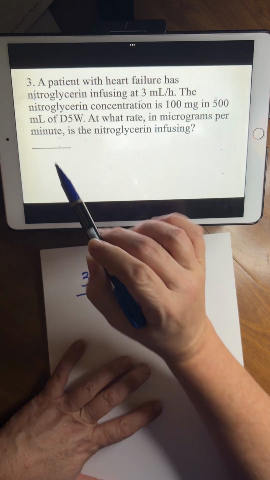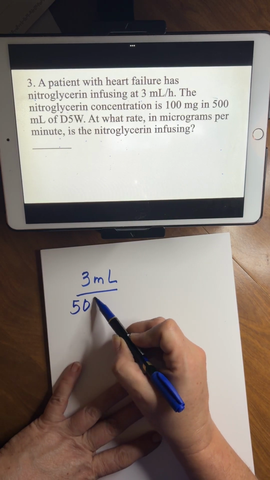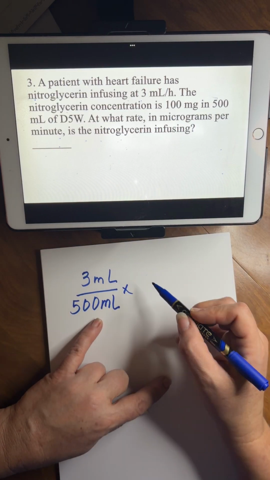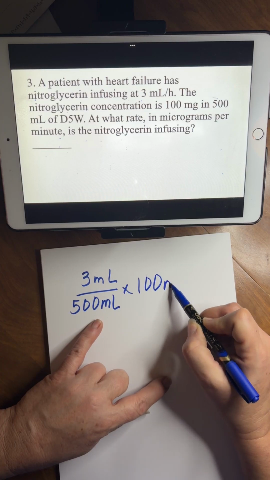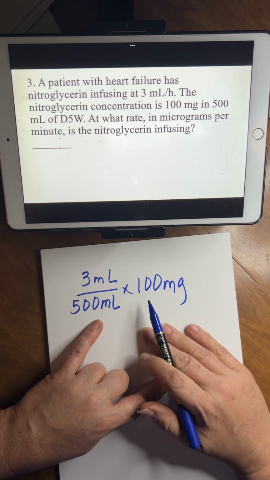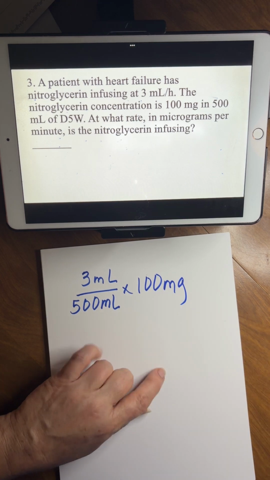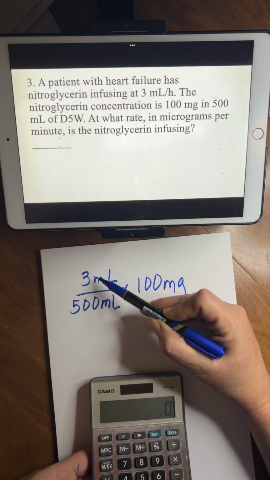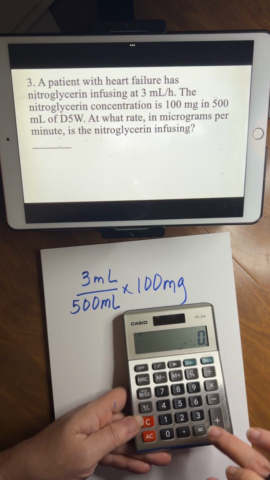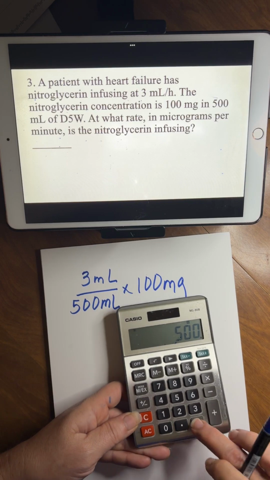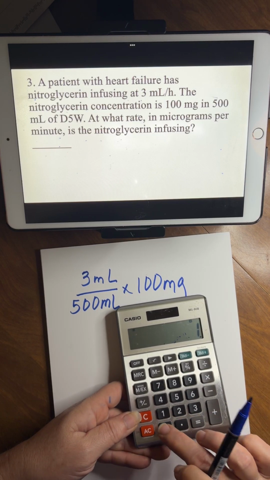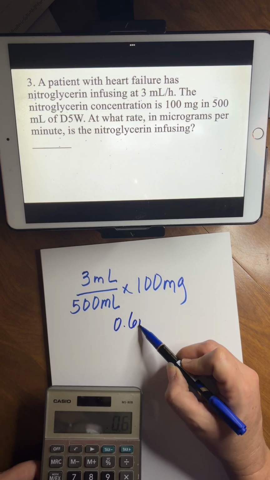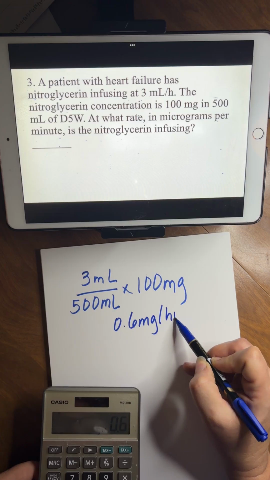I got 500 milliliters. I want you to know you can do this. How does the 500 milliliters come? With 100 milligrams in it. So we're putting 100 milligrams, okay? And then we're going to do the math because we're trying to find out how many milligrams an hour he's getting. So we'll do the 3 divided by 500, then times 100. 3 divided by 500 times 100 equals, and this is 0.6 milligrams per hour.